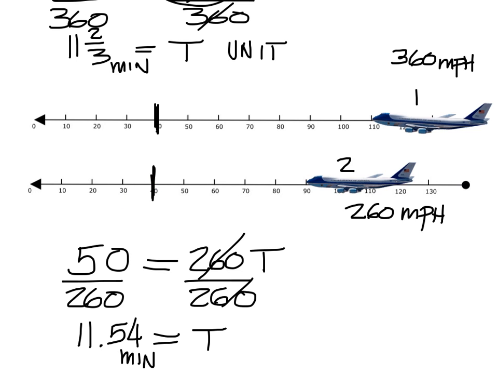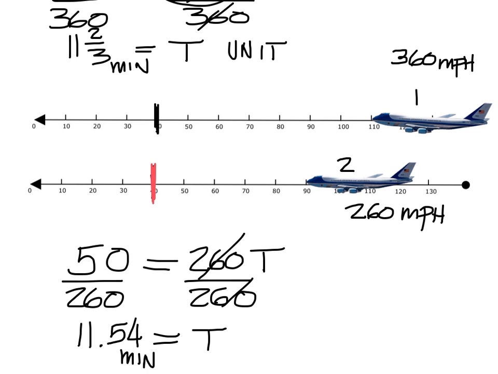How long did it take airplane 2 to get to this spot? 11.54 minutes. So we have to figure out where airplane 1 is at 11.54 minutes. We know that airplane 2 is going to be there. How are we going to figure out where airplane 1 is at 11.54 minutes? Do you subtract the times? Nope, we got to find the distance.